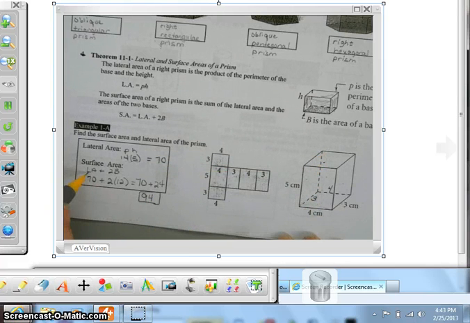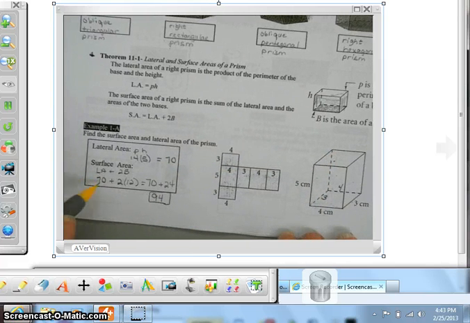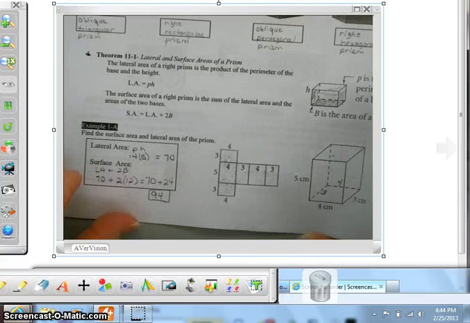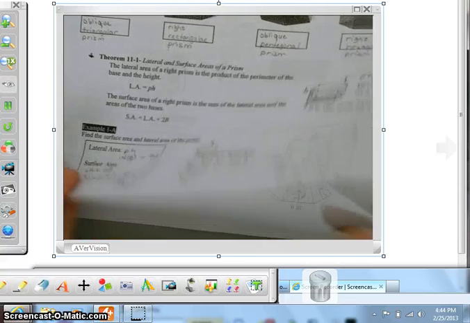So we have lateral area. Lateral area is 70 plus 2 times your base area. Your base area in this case is 3 times 4, which is 12. So 2 times 12 is 24, so we have 70 plus 24, which is 94. Okay, let's go on. Flip to the back of this, please.